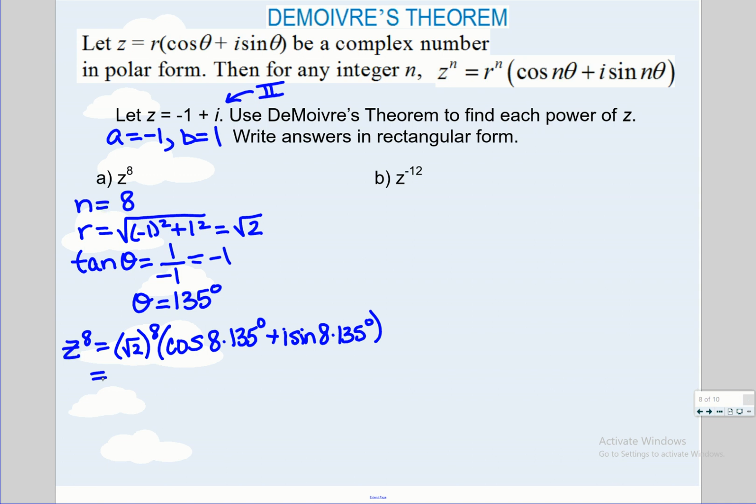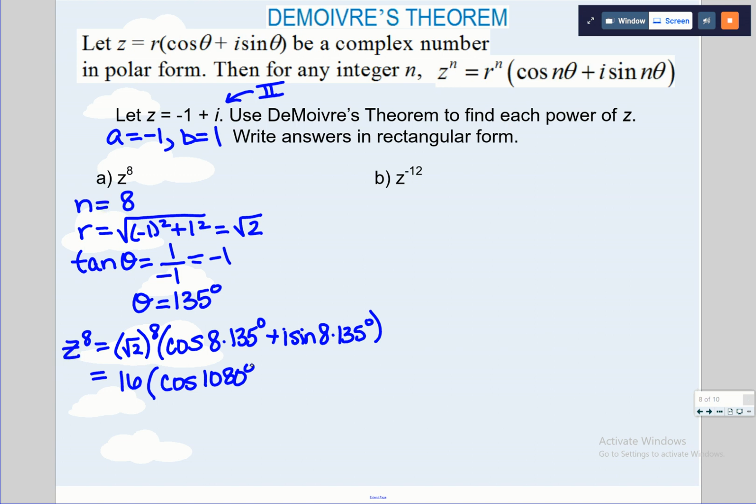Square root 2 squared is 2. And then if you do that to the 4th power, that's equivalent to rad 2 to the 8th, which is going to be, I believe, 16. Let me double check myself. It's still early this morning. Rad 2 to the 8th. 16. Okay. And then we can multiply 8 times 135, which would be 1080. This is the answer in polar form.